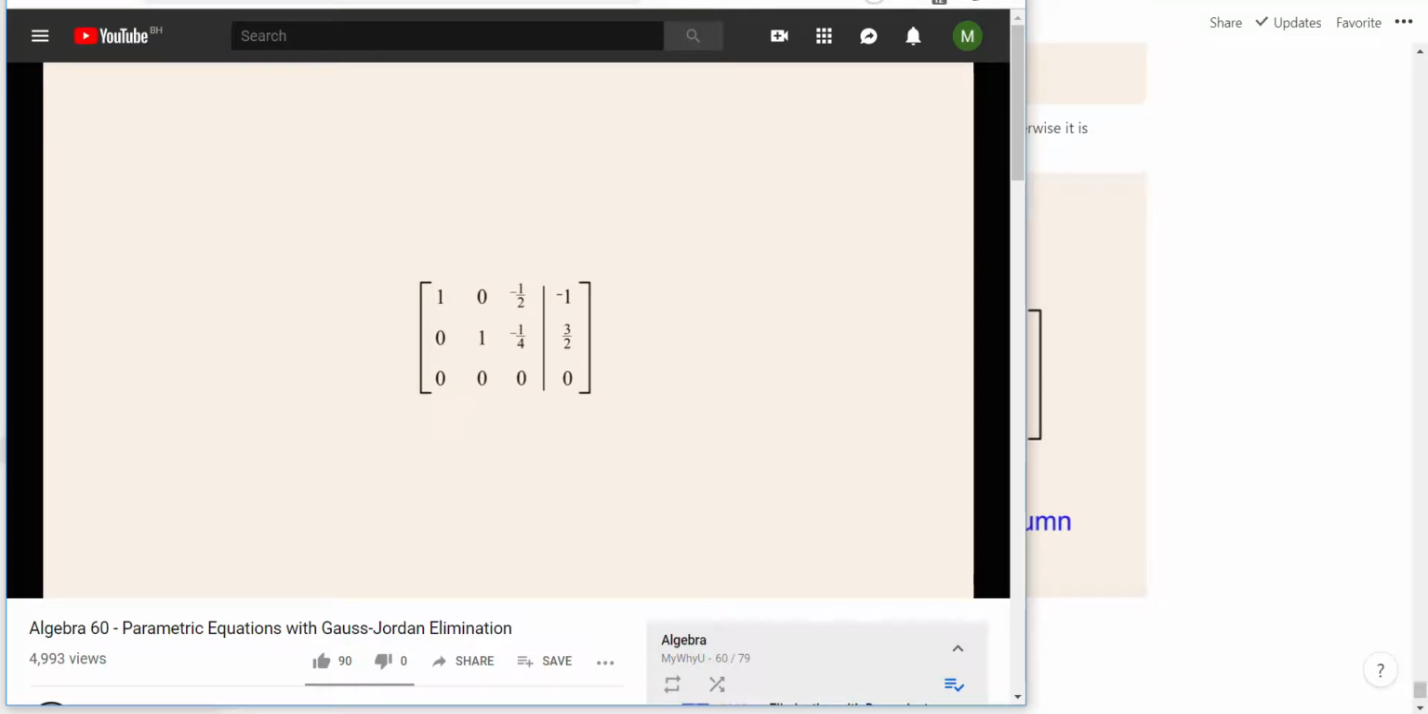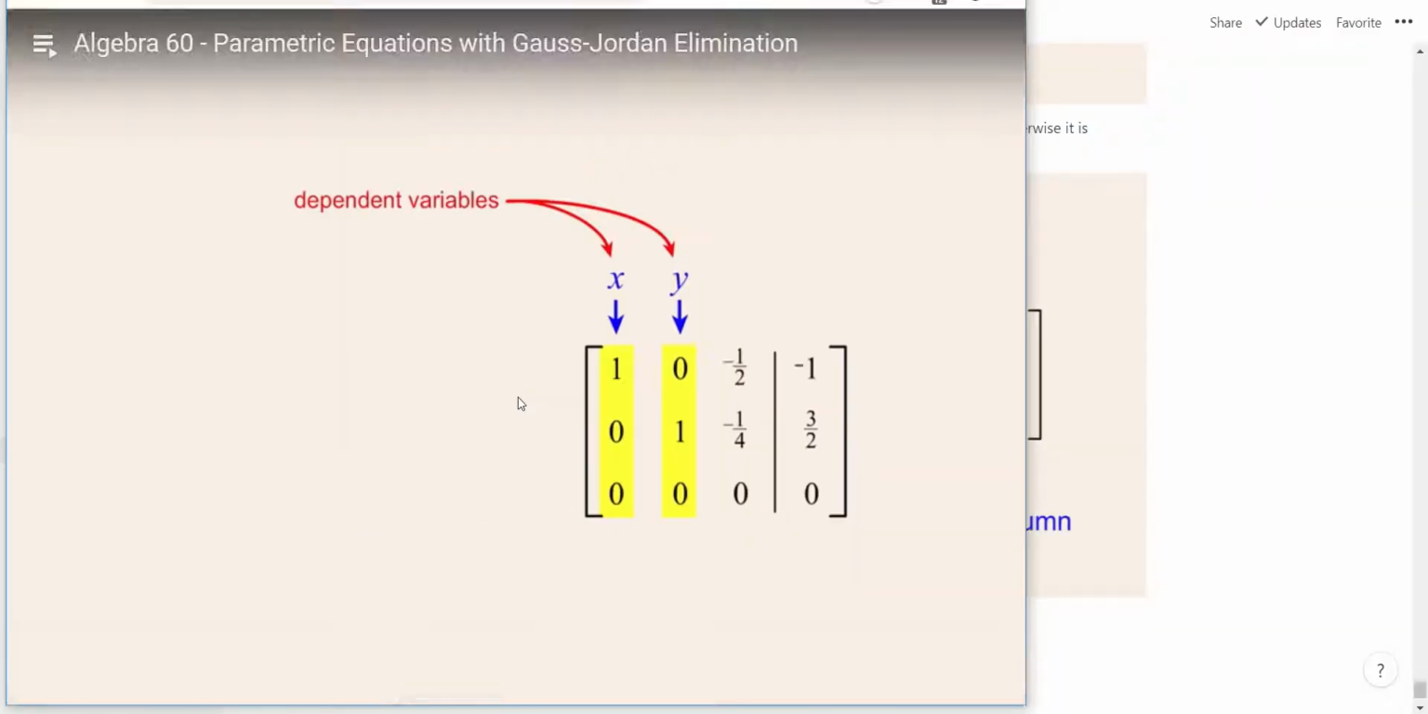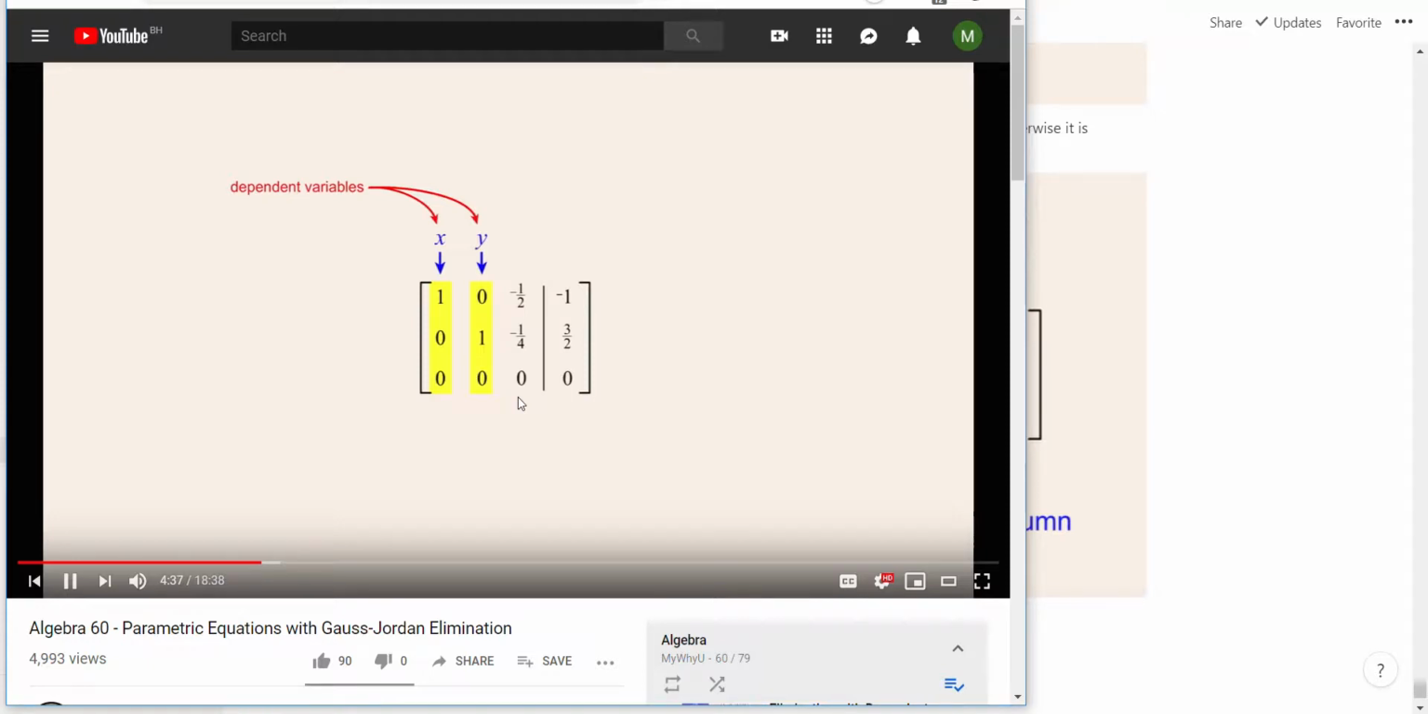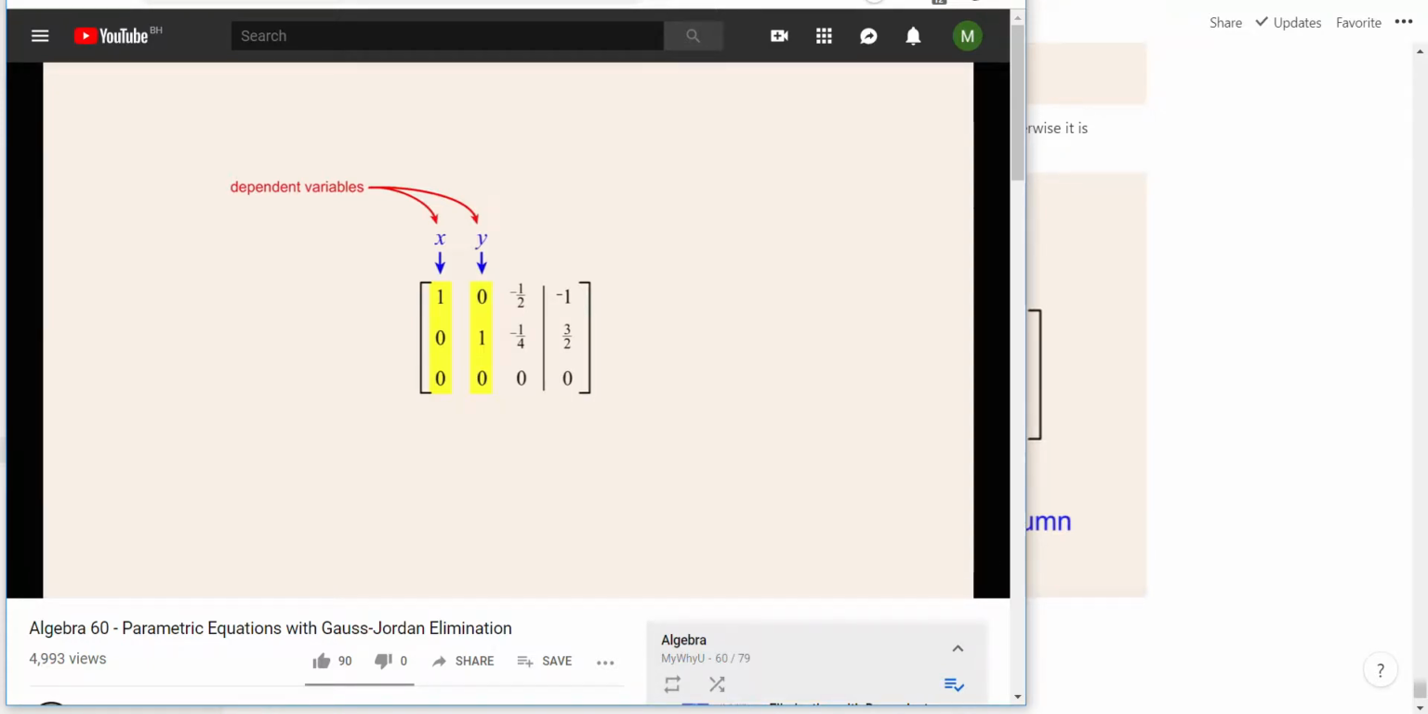In a reduced row echelon form matrix, the columns to the left of the vertical line each contains the coefficients for one variable. But among these columns, the pivot columns and their associated variables have a special significance. When creating a set of parametric equations, the variables associated with the pivot columns are treated as dependent variables, and the variables associated with the remaining columns are considered to be independent.